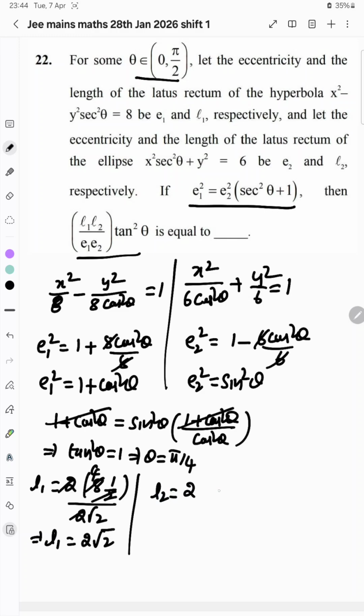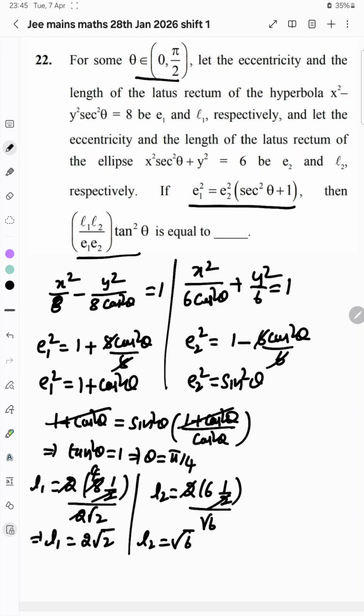Next, what about L2? The L2 formula is 2 times a squared by b, because here the major axis is on the y axis. So a squared here is 6 cos squared theta. 6 cos squared theta means again 1 by 2 only, we will get it. And here b value is root 6, so 2 a squared by b, with b being root 6. The 2 cancels. So L2 is clearly root 6. We will get it. Fine.